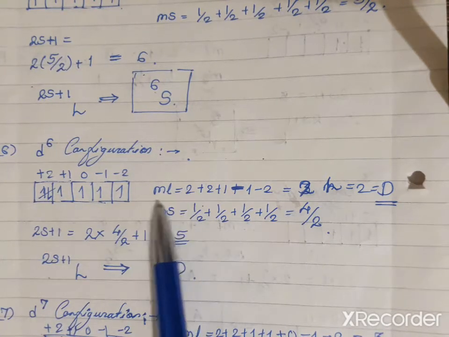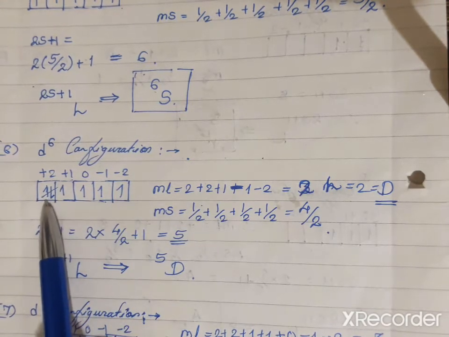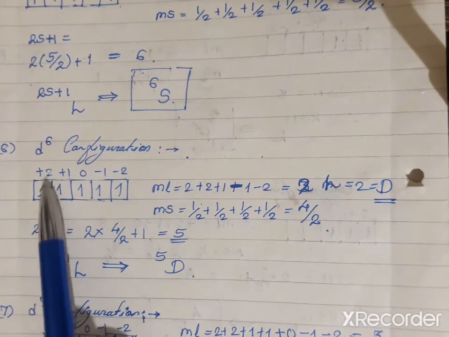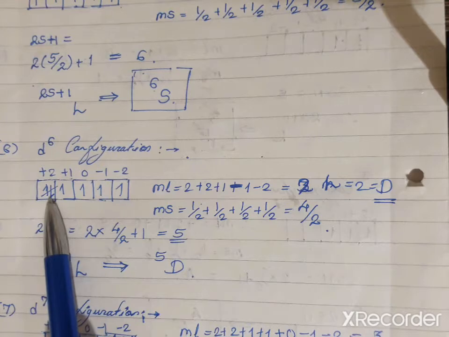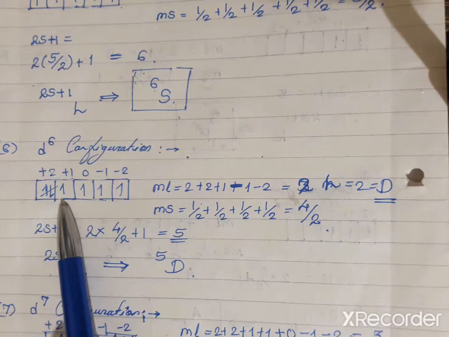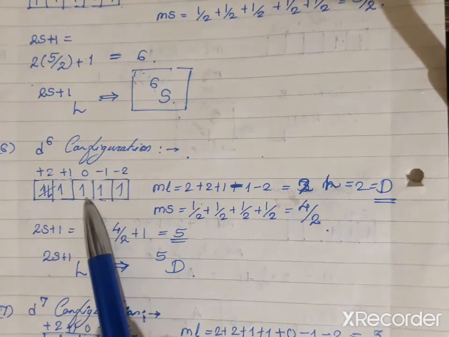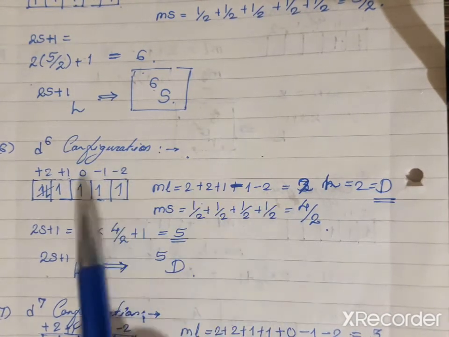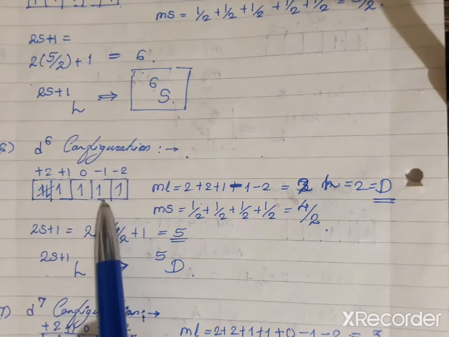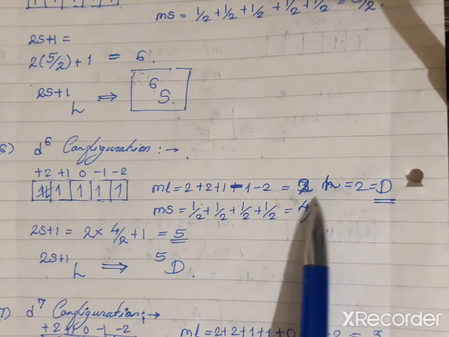So how to calculate the ml value or orbital number, that is +2, +1, 0, -1 and -2. There are two electrons over here in the +2 orbital, so write down +2 for this electron and +2 again for this other electron. Then +1, there is only one electron, so only one +1. Then 0, then -1 and -2. One electron is in the -1 orbital and one electron is in the -2 orbital. So now ml is equal to 2 + 2 + 1 + 0 - 1 - 2, which is equal to 2.